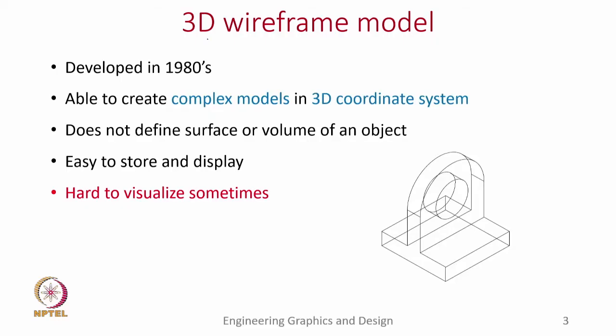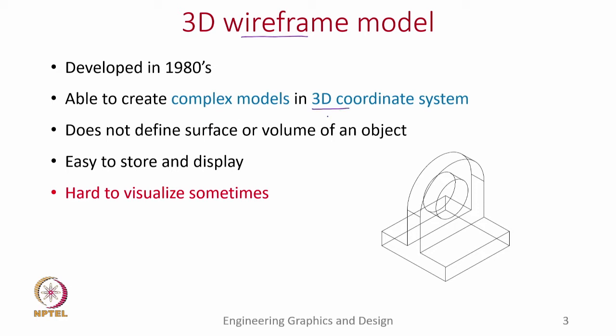So, the next phase of the CAD software was developed in the 1980s, which we call the 3D wireframe models. Here the improvement is that previously all these geometric entities were defined in a 2D coordinate system, but now they are defined in a 3D coordinate system.